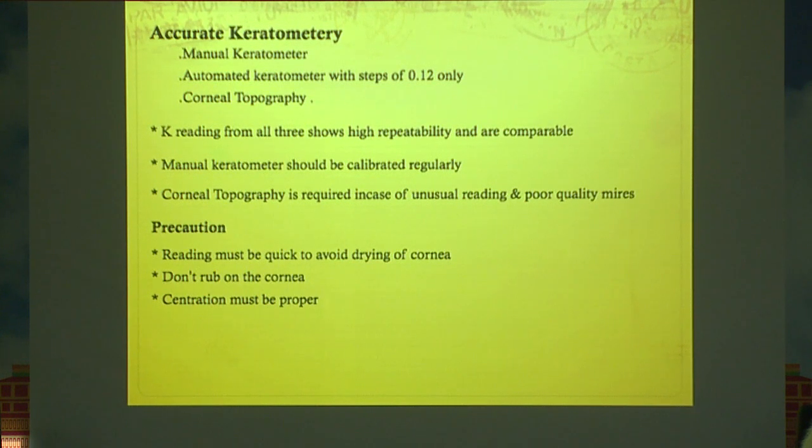Manual keratometer should be calibrated regularly. It should be kept in mind that corneal topography is required in cases of unusual readings and poor quality of mires. Precaution must be taken that the reading must be quick to avoid corneal drying, because most of the machines use the tear film for obtaining the keratometry values. Don't rub the cornea beforehand. Centration must be proper to obtain the best result.